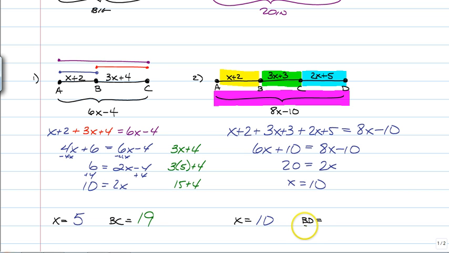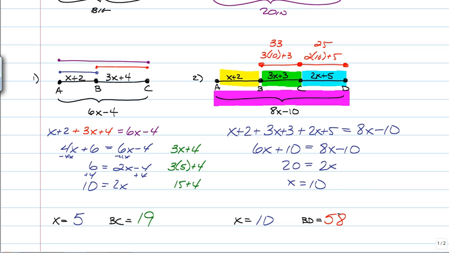Now, you have to look carefully. We're looking for the length of BD. B is here. D is here. So you need to substitute into both of those expressions. So we have x is 10. So this is 3 times 10 plus 3. And this is 2 times 10 plus 5. So the length of BC is 33. The length of CD is 25, which means the total length of BD is 33 plus 25, which is 58.